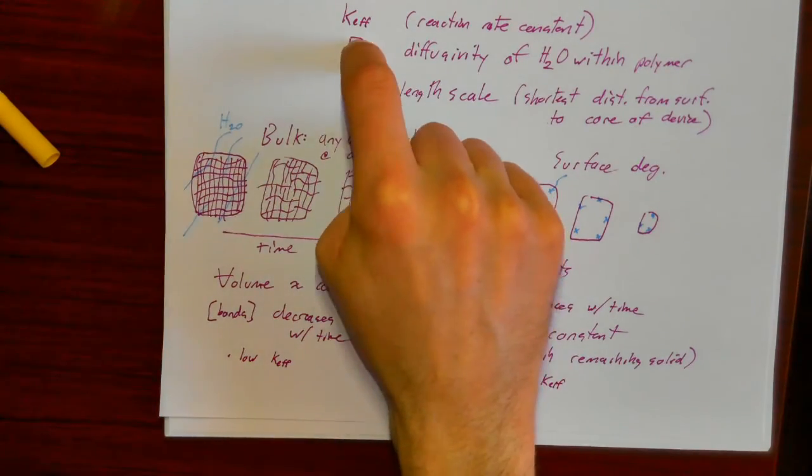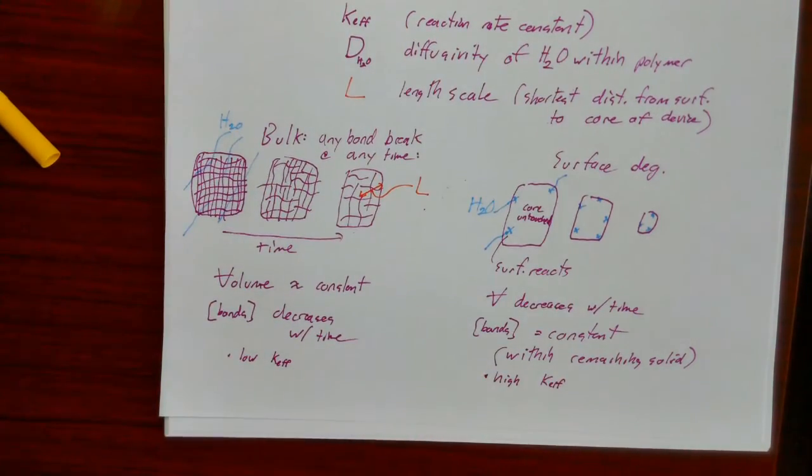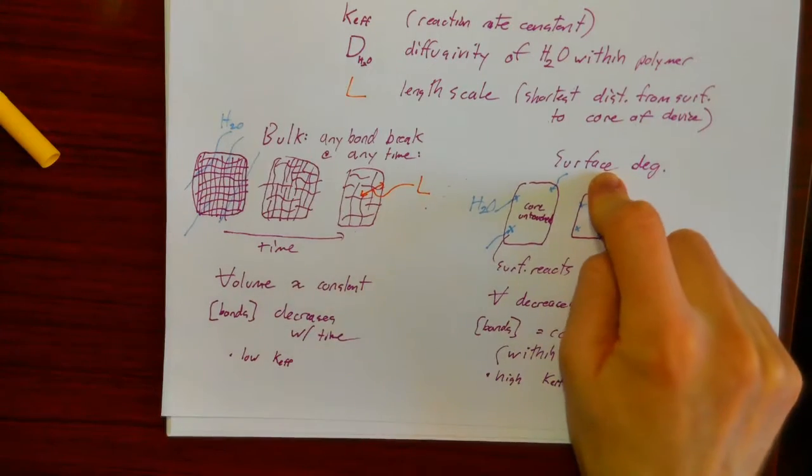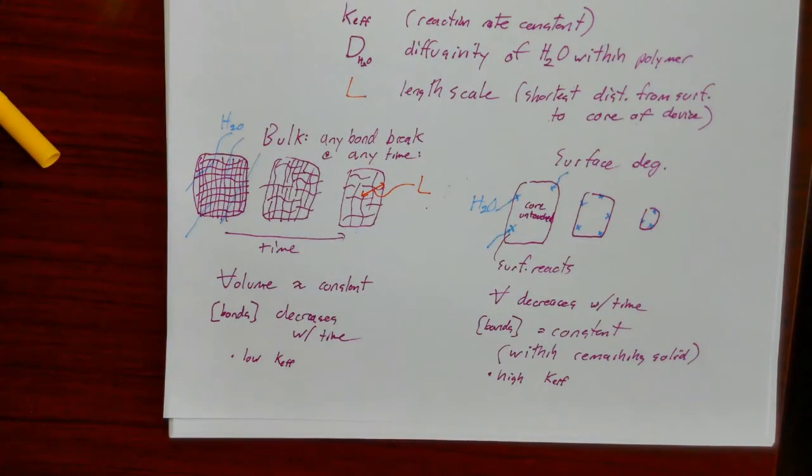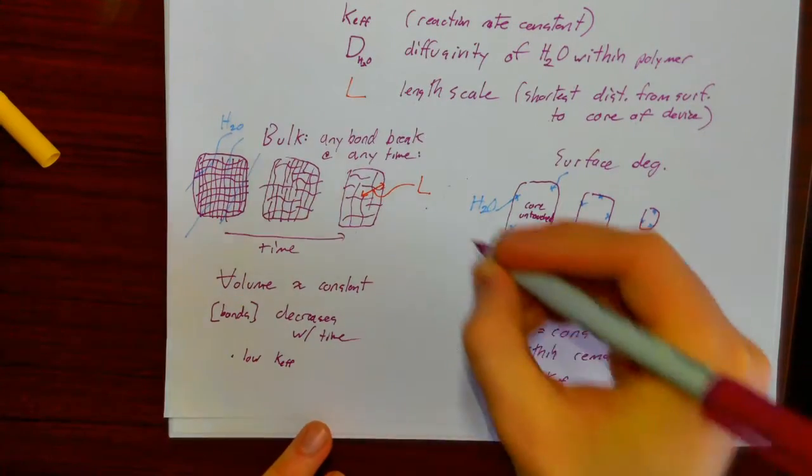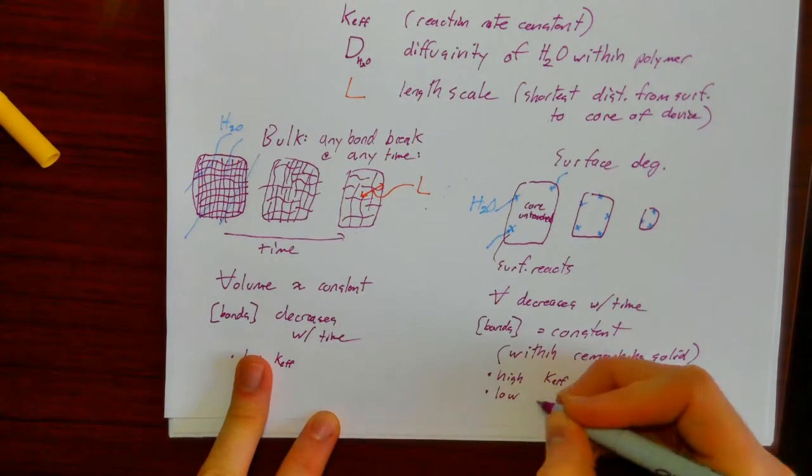What about diffusivity of water? Would we expect surface degradation to be associated with a high or a low diffusivity of water? Well, surface degradation would be associated with a low diffusivity of water.